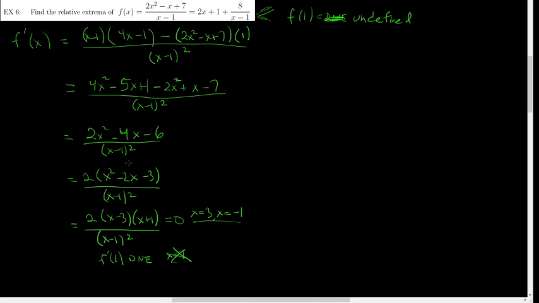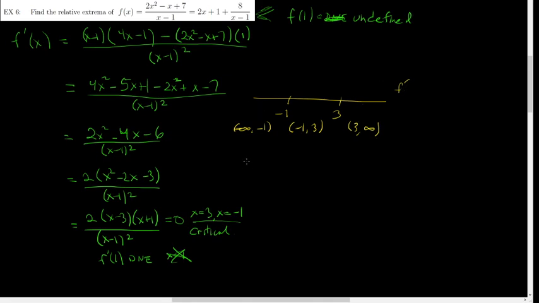Okay, so that's our first step. We found our critical numbers, negative 1 and 3. And remember, to find the maximum or minimum, we use the first derivative test. So for the first derivative test, we draw a number line and mark off the critical numbers, negative 1 and positive 3, and that divides the line up into 3 segments: negative infinity to negative 1, negative 1 to 3, and then 3 to infinity. So on each interval, we want to determine the sign of the derivative.